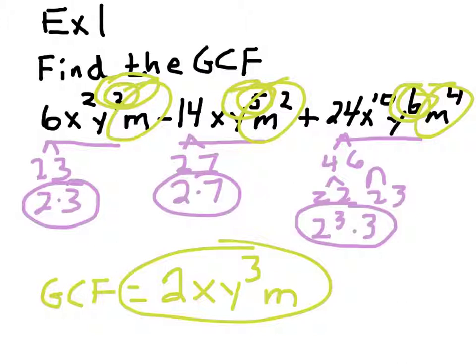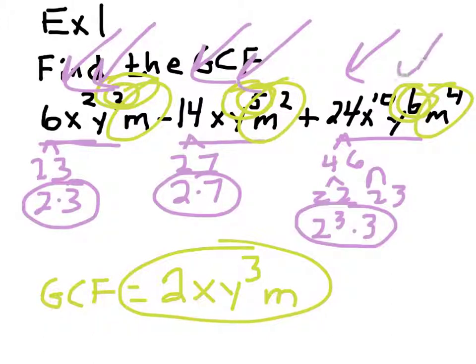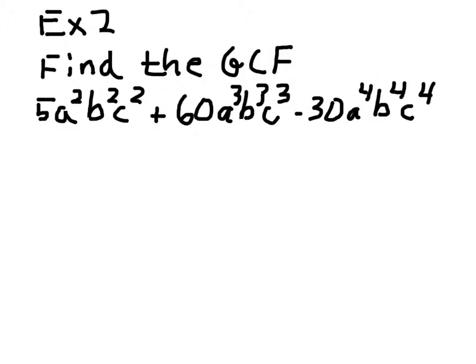Now go back and see if this makes sense. Does it seem like I have a factor of 2 in all these? Yep. Does it seem like I have an x in all of them? Yep. Do I have a y? Do I have at least 3 y's in all of them? Yep. And do I have an m in all of them? At least an m in all of them? Yes, I do. Example 2 now.